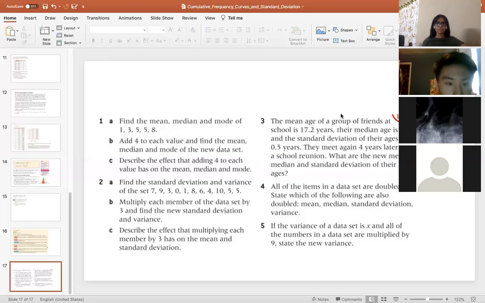Okay, if you want, we could move on to the second one. I'll do the second one, and y'all could say your answers whenever. Okay. Find the standard deviation and variance of the set. Variance is a bit confusing for me. I'm kind of iffy on it.